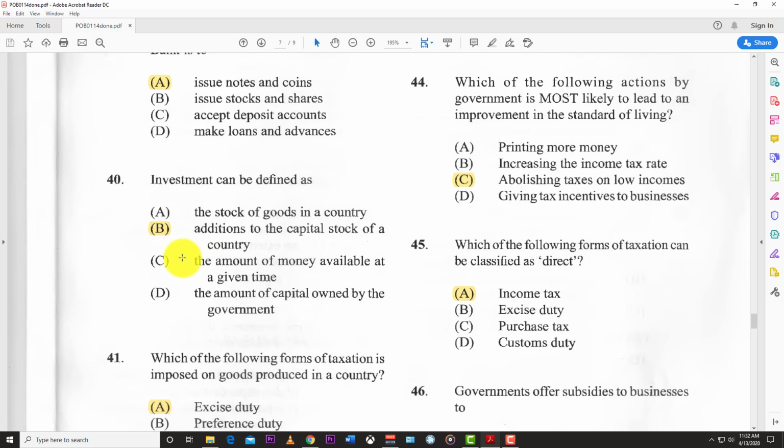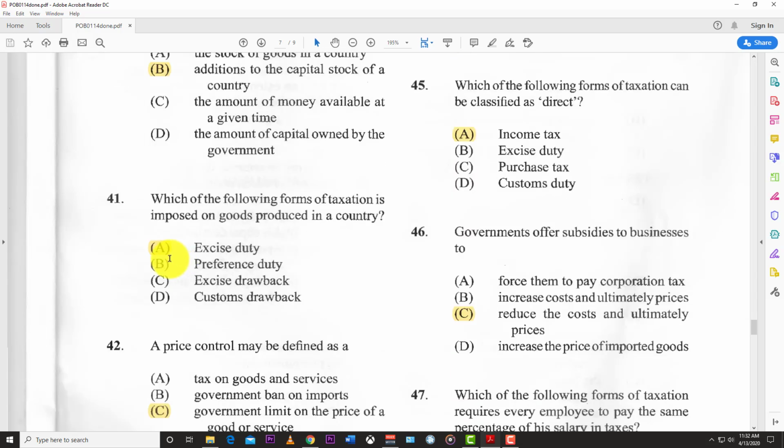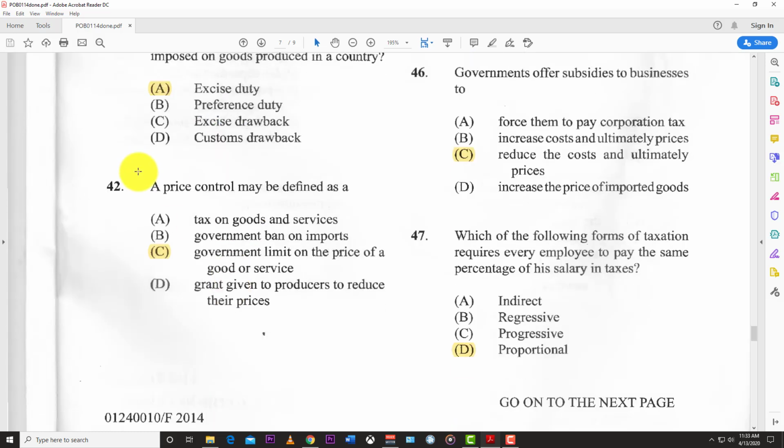40. Investment can be defined as B, additions to the capital stock of a country. So you're adding capital, you invest capital into more, like buildings and machinery and those kinds of things. That's investment. 41. Which of the following forms of taxation is imposed on goods produced in a country? And the answer here is the excise duty tax.